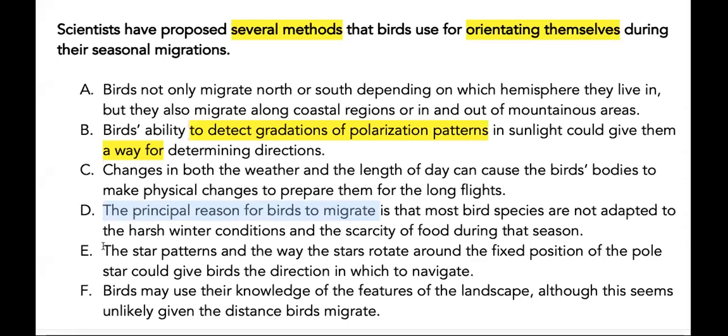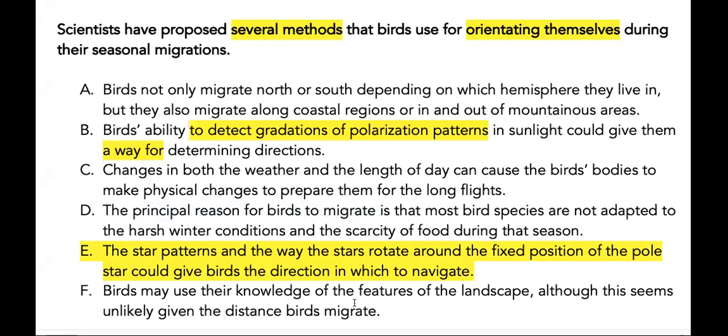What about this one? The star patterns and the way the stars rotate around the fixed position of the pole star could give birds the direction in which to navigate. Oh, here's a method, right, that they're navigating. They're using the star patterns. That's how. Okay, what's F?